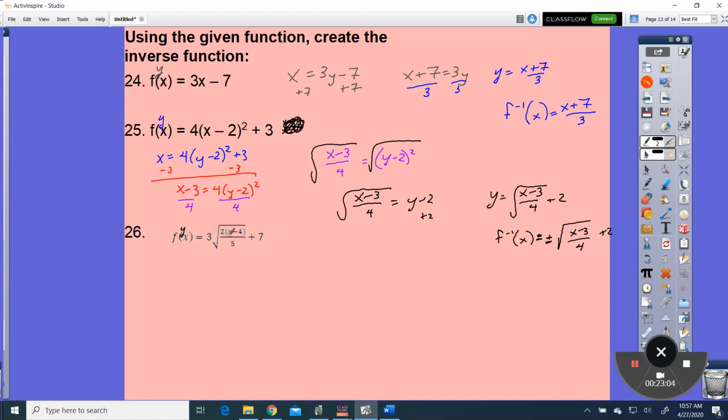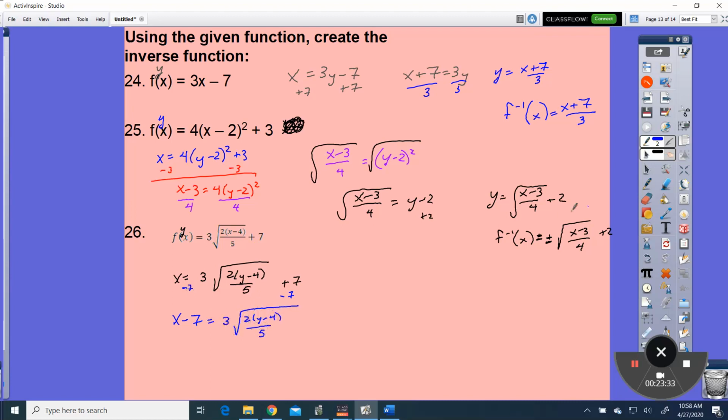On this, we change that to a y. Now I swap my x and y's. So x equals 3 square root of 2 parentheses y minus 4 all over 5. Add the 7. So I'm going to minus the 7 from each side. So I have x minus 7 equals 3 square roots of 2 parentheses y minus 4 all over 5.